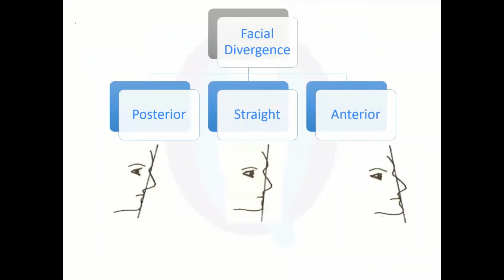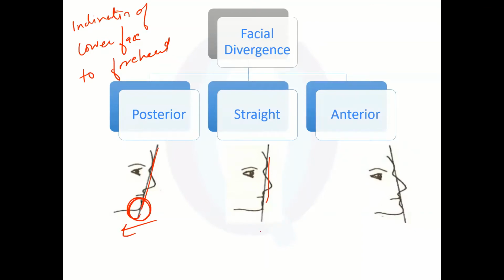Now, what is facial divergence? Inclination of lower face to forehead. So what you do is you take lower face and you take forehead and you draw a line. So posterior divergence is that the lower end of the line is backwards. In straight, it is in the line, and in anterior divergence, it is in the front.